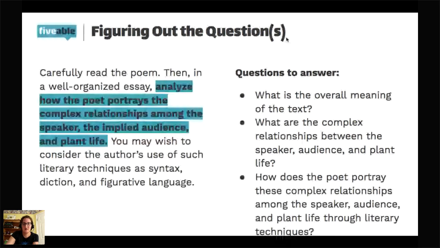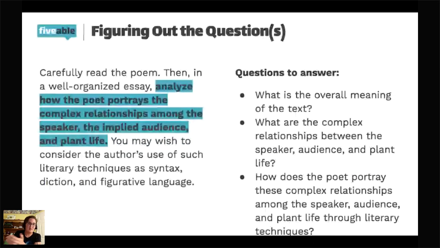So make sure you are always looking at it through literary devices in some way. You're not just answering the question, summarizing the text. Especially for a poem, you're looking at it through literary devices. Like, how does this author portray this through their tone, or through their diction, or through their use of metaphor, or whatever's in there. So use those literary devices to prove your point. Okay, so that's figuring out those questions.